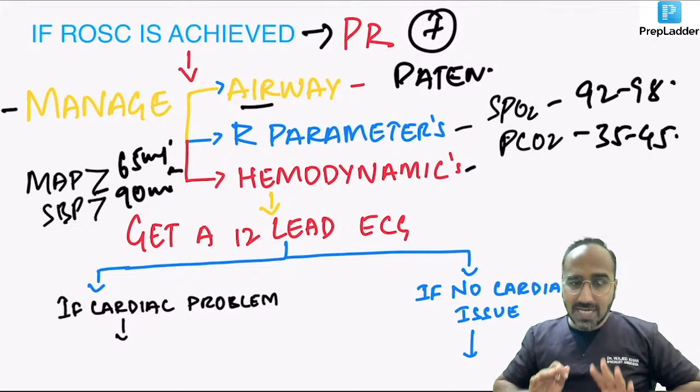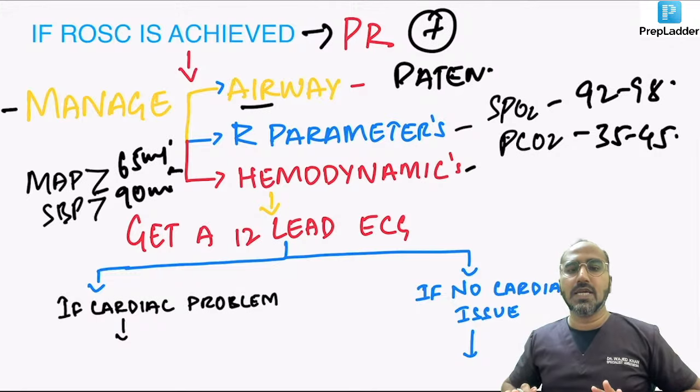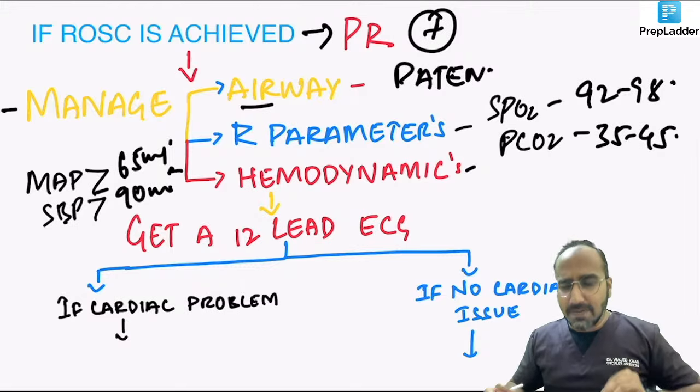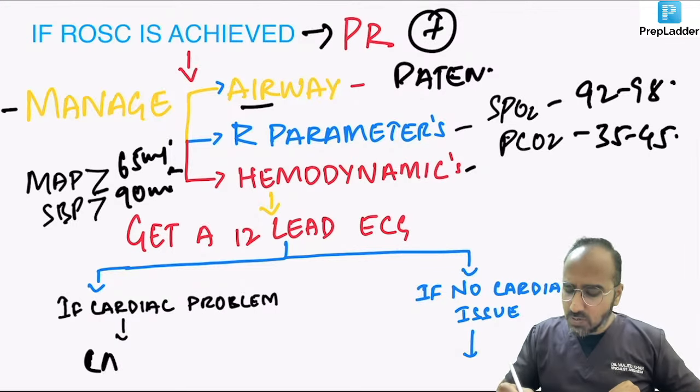Once I maintain this, I'll get a 12 lead ECG. In the 12 lead ECG, if there is some problem, I'll send the patient directly to what?